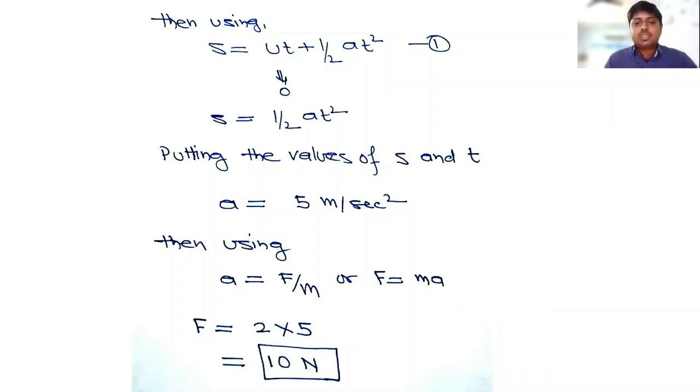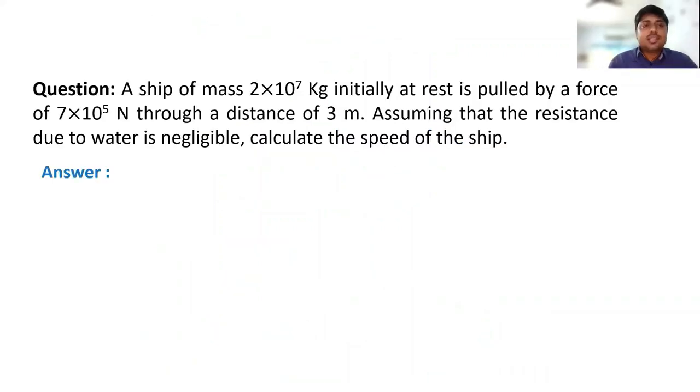Now let's move to the second question. Our second problem is a ship of mass 2 into 10 to the power 7 kg, initially at rest, pulled by a force of 7 into 10 to the power 5 Newton through a distance of 3 meters. Assuming that the resistance due to water is negligible, calculate the speed of the ship.